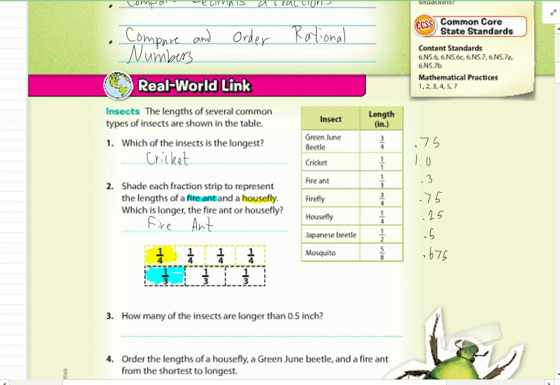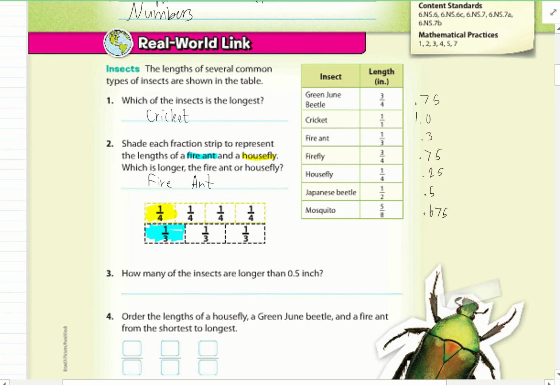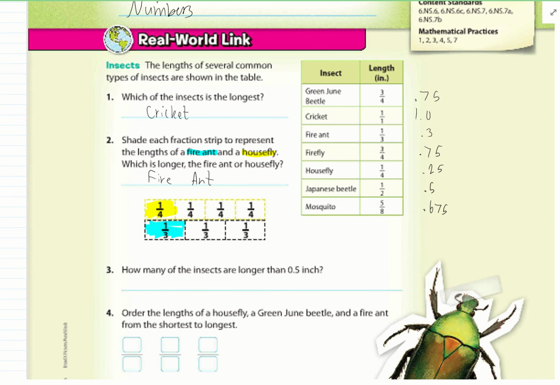How many of the insects are larger than 1/2 inch? Well, if I look to the side, I have to find the ones that are larger. So the mosquito, it's 1, my firefly, my cricket, and my green June beetle. So I'm going to say 4 insects.